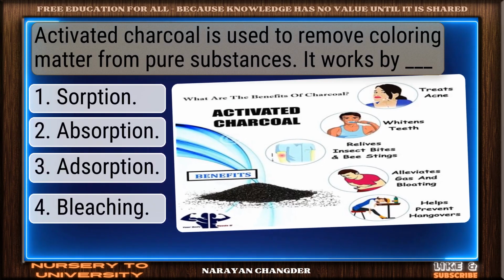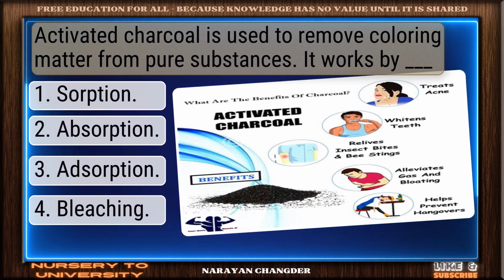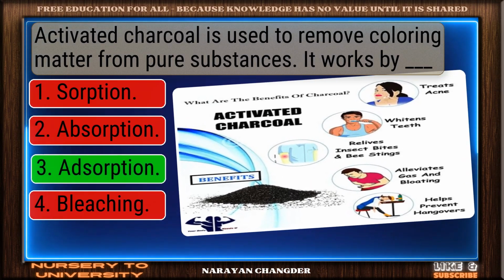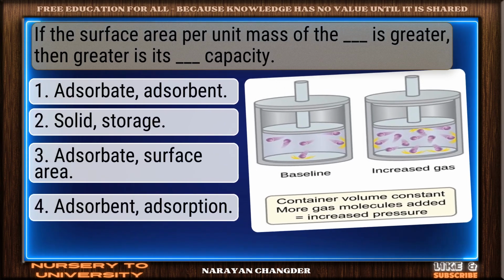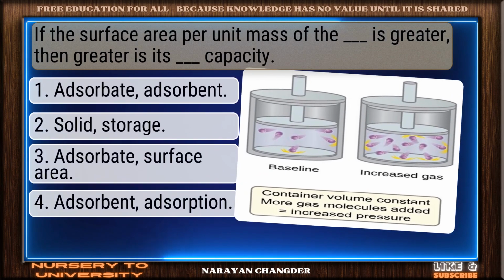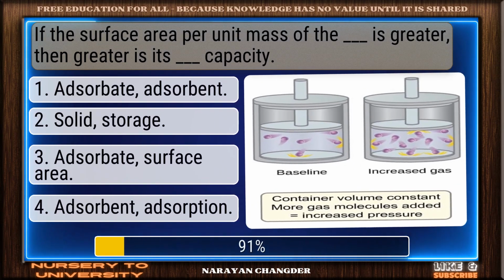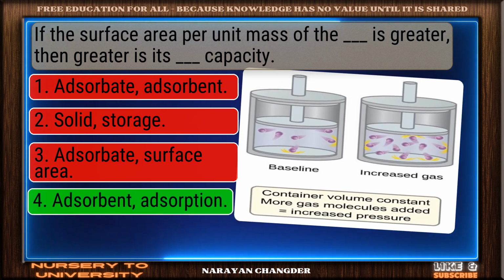Activated charcoal is used to remove coloring matter from pure substances. It works by dash. Well picked. Adsorption is the correct answer. If the surface area per unit mass of the dash is greater, then greater is its dash capacity. Nicely done. Adsorbent. Adsorption is a solid answer.